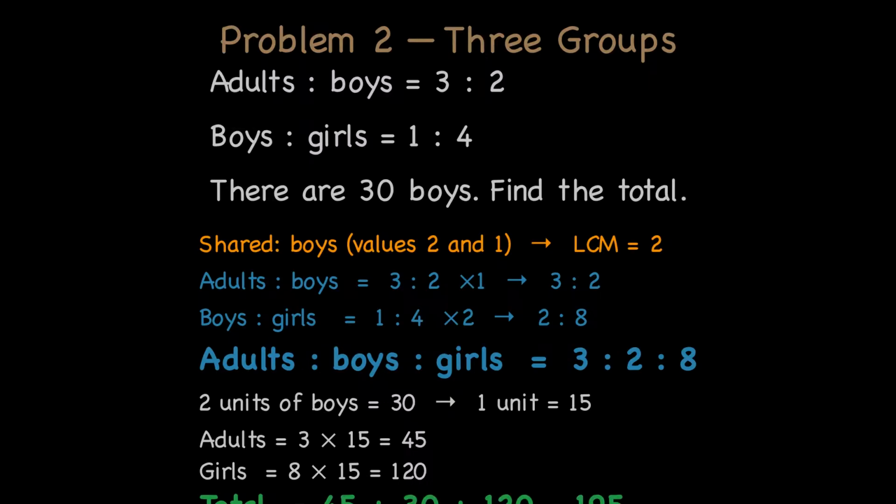Adults to boys stays as 3 to 2. Boys to girls multiply by 2, get 2 to 8. So adults to boys to girls is 3 to 2 to 8. Now, 2 units of boys equals 30, so 1 unit equals 15.